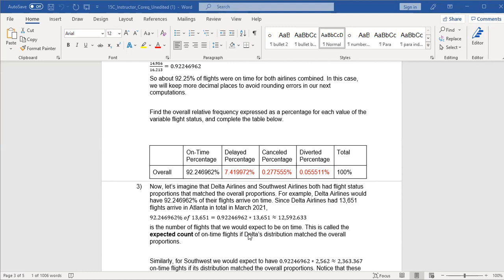This is called the expected count of on-time flights if Delta's distribution matched the overall proportion.